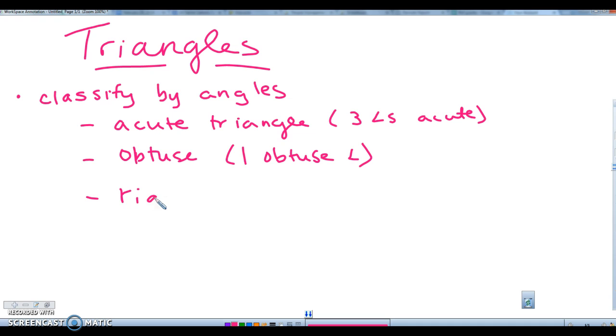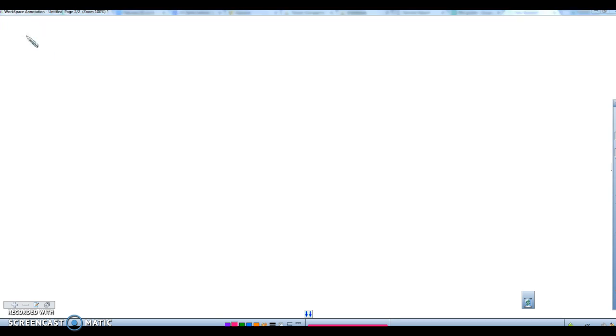And we have a right triangle, which has one right angle. Again, if we had more than one, it'd be more than 180 degrees. So those are the ways we can classify triangles by angles. We can also classify by the side length.